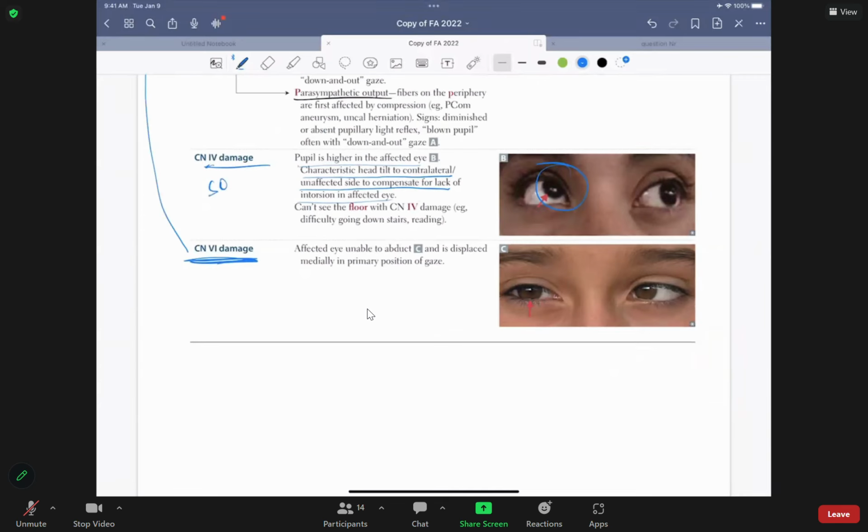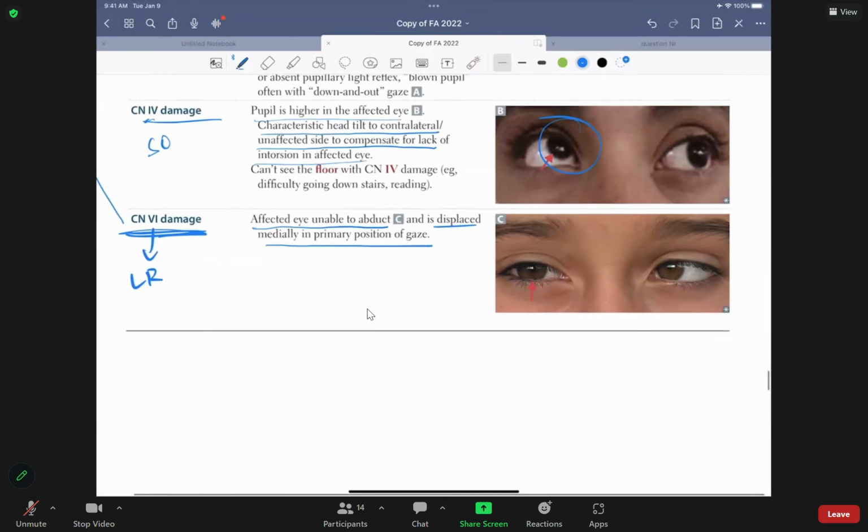What's the function of cranial nerve number 6? It innervates the lateral rectus. If I want to look at this pen, my right eye has to go lateral to look at it. Is that clear, folks? That's the lateral rectus. The affected eye is unable to abduct and is displaced medially in the primary position of gaze. So if you need to look at something laterally, you need to use this muscle to turn this way. Okay, that's cranial nerve number 6.